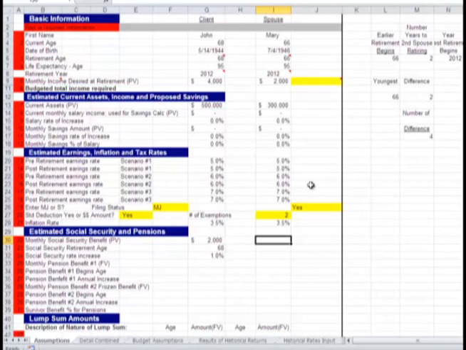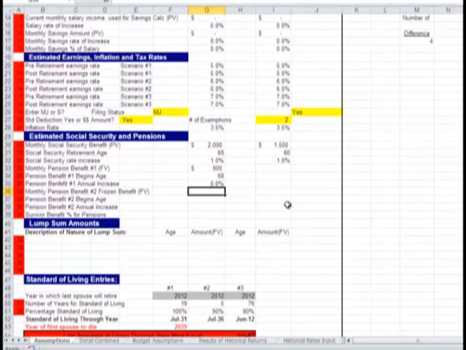Back to our example of John and Mary, we assume that John is getting $2,000 per month from Social Security, and let's assume that Mary, at age 66, currently receives $1,500 per month with a 1% increase as well. Let's assume also that John currently receives a pension of $900 per month with no increase, which is typical for those clients with pensions. The next box is lump sum amounts, where we consider any lump sum deposit or withdrawal.